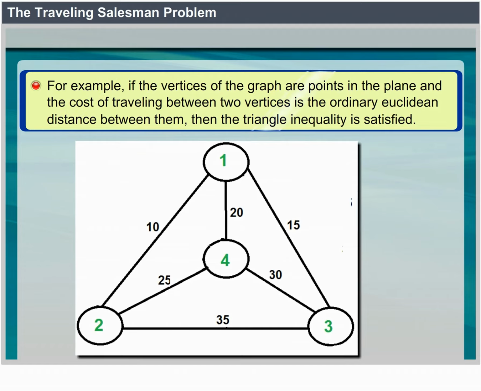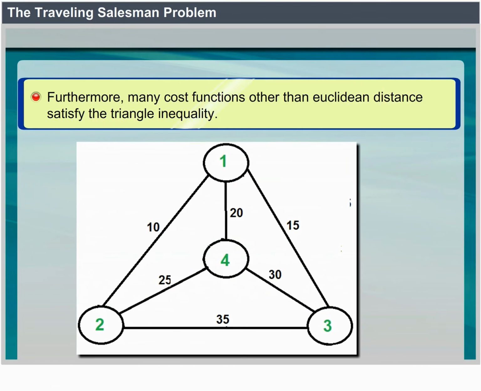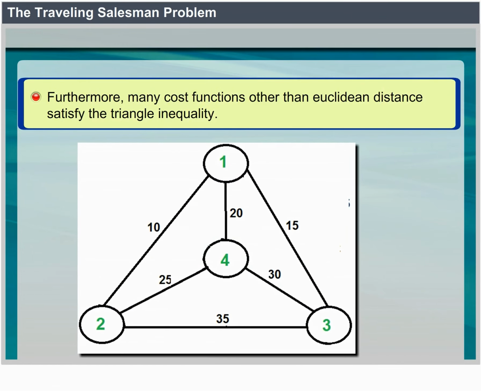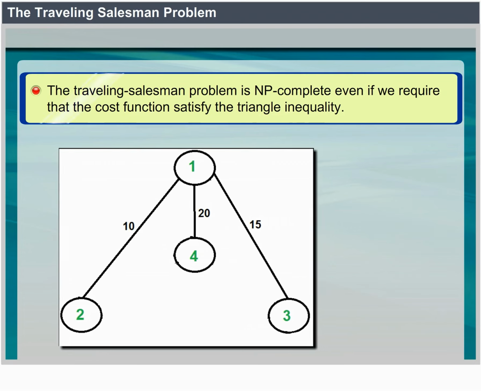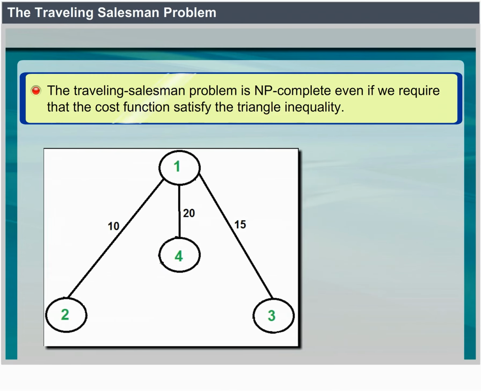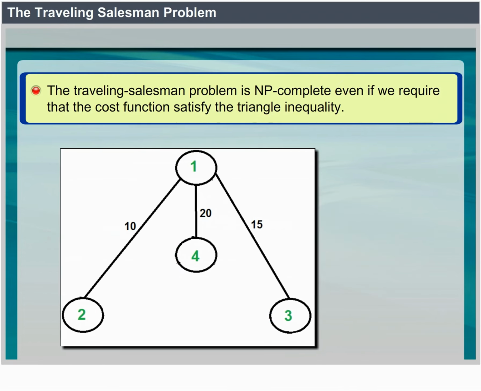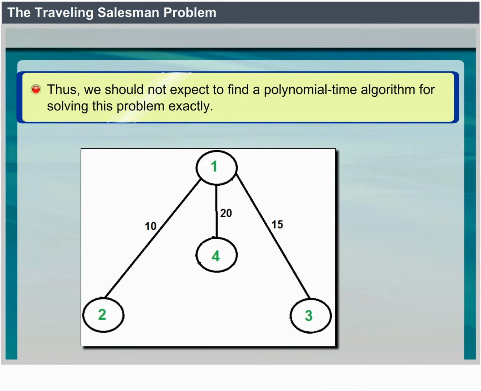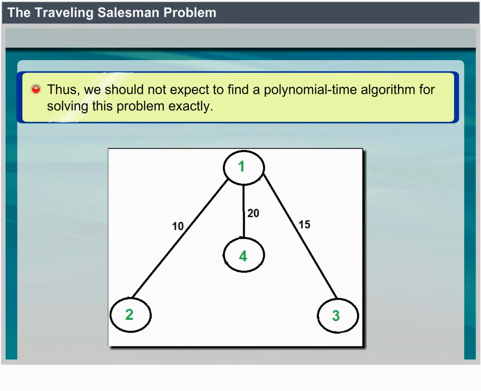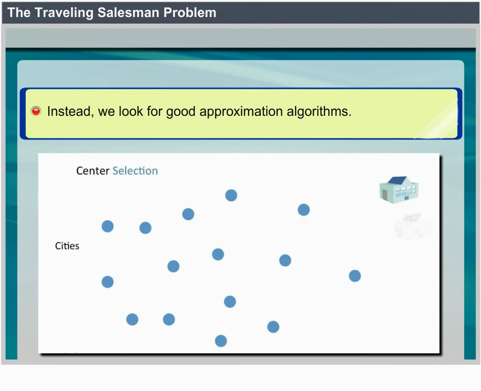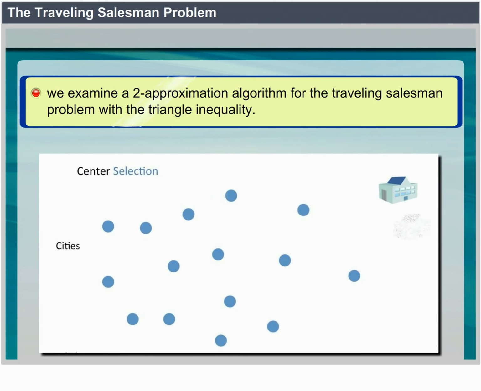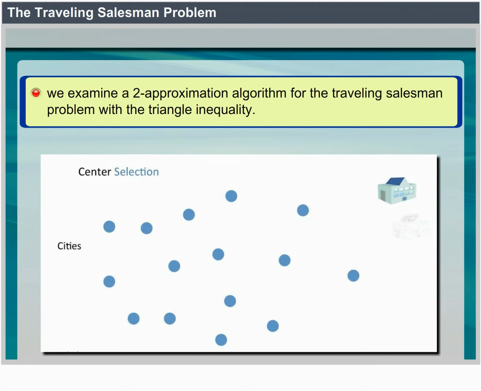Furthermore, many cost functions other than Euclidean distance satisfy the triangle inequality. The traveling salesman problem is NP-complete even if we require that the cost function satisfy the triangle inequality. Thus, we should not expect to find a polynomial time algorithm for solving this problem exactly. Instead, we look for good approximation algorithms. We examine a 2-approximation algorithm for the traveling salesman problem with the triangle inequality.